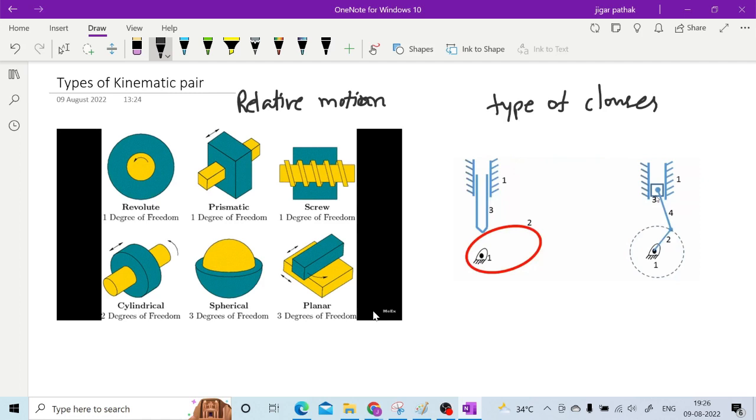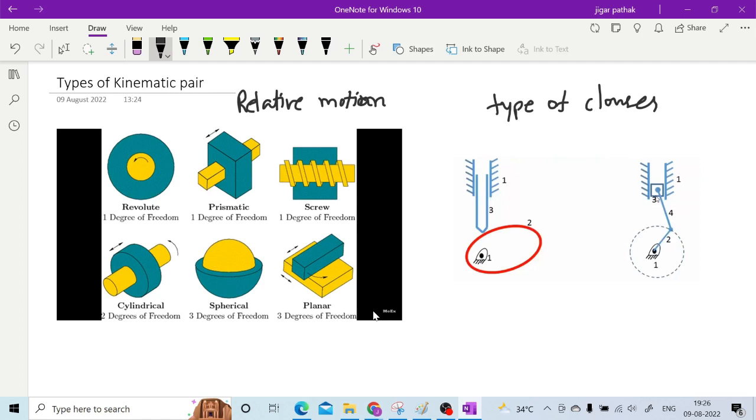So here, for relative motion, you have various types of kinematic pair. This can be your link number 1 and this can be your link number 2 for every case, right? This is 1 and 2, so in the same way you can have this link 1 and 2 in all the cases, and here you have various relative motions between them.